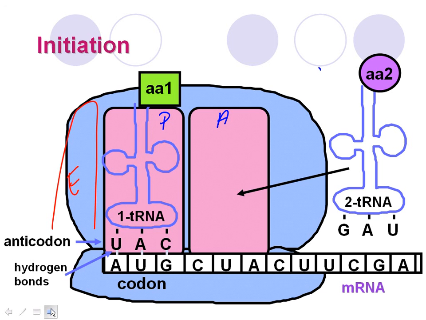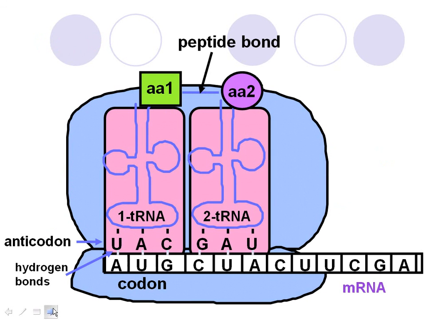So then you see where that binds. The other elongation is the formation of that covalent bond that we call a peptide bond. And I'm going to try to circle or underline that for you. So here is the peptide bond that's being formed between amino acid number 1 and amino acid number 2.